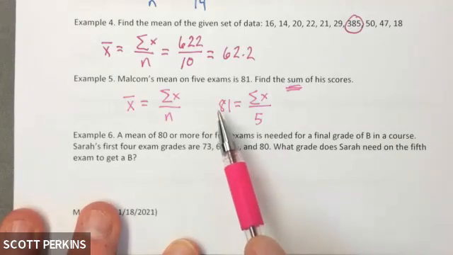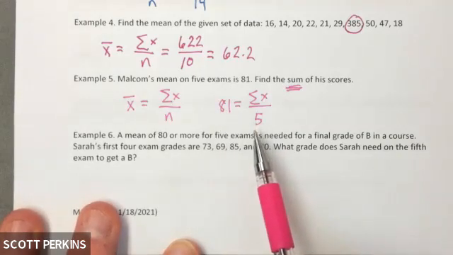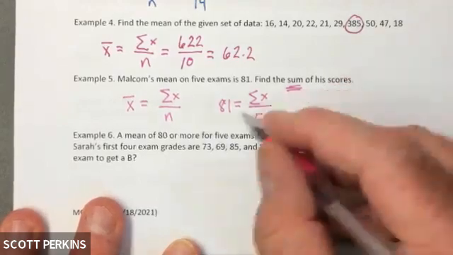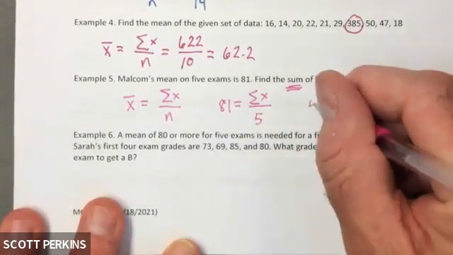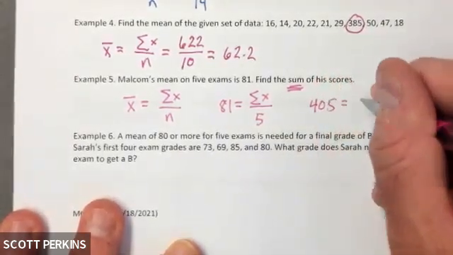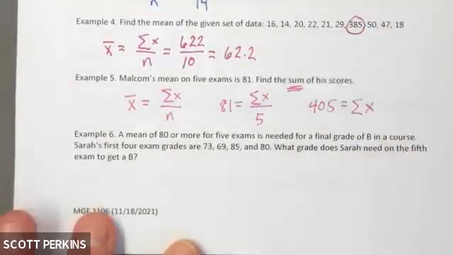Yeah, I've just got to multiply. I've got to multiply the 81 by the 5. Cross multiply. Perfect. And so that's going to tell me then 5 times 81 is, I think, 405. That is equal to the sum of the scores right there.